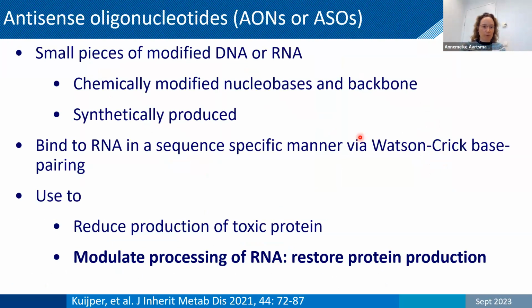So they're produced. And what they do, they can bind to gene transcripts in a very specific way, what we call Watson-Crick base pairing, so that you can program them to recognize a specific piece in the gene transcript. And you can use that to reduce the production of a toxic protein, or, as we do in Duchenne and in most of the rest of the talk, we can use it to modulate the processing of the RNA transcript to restore the production of a missing protein. So this is what we'll talk about, but know that you can also use them to do other things.